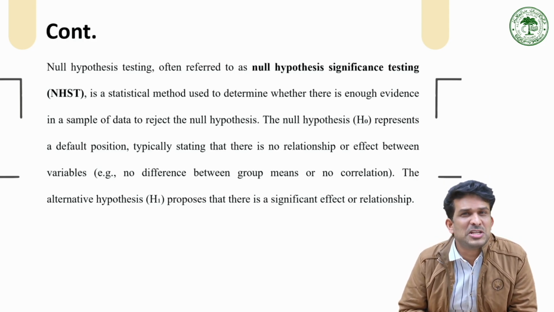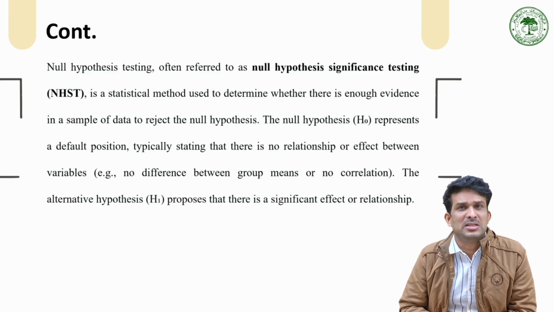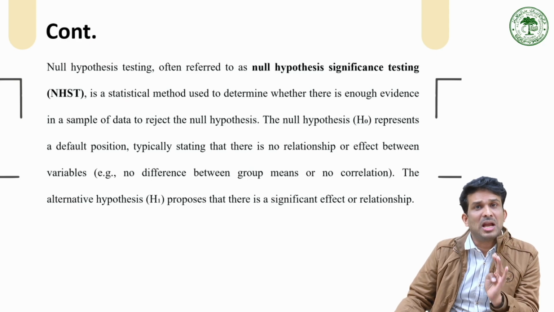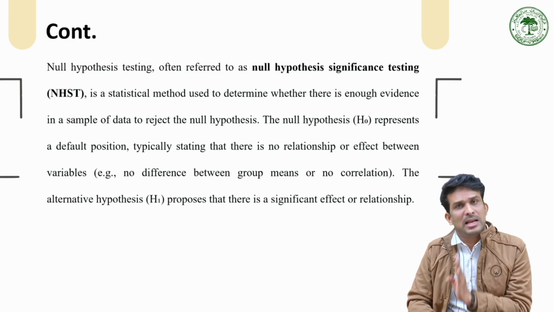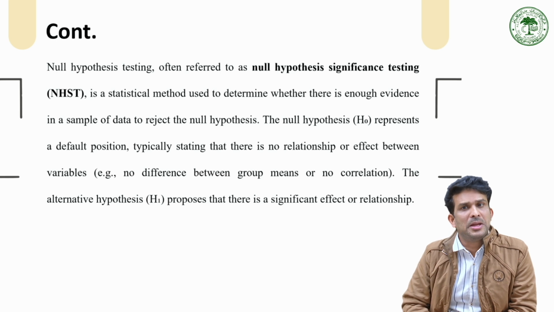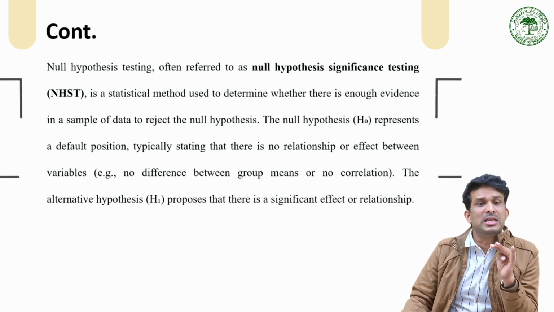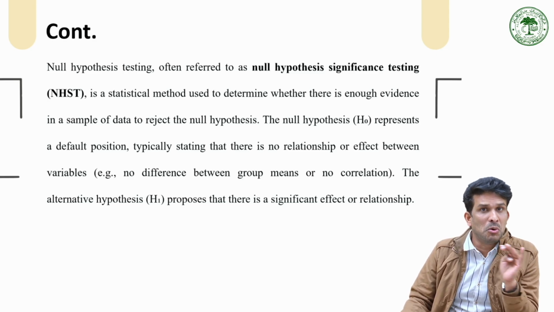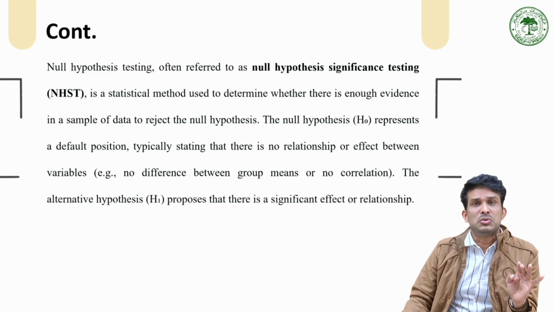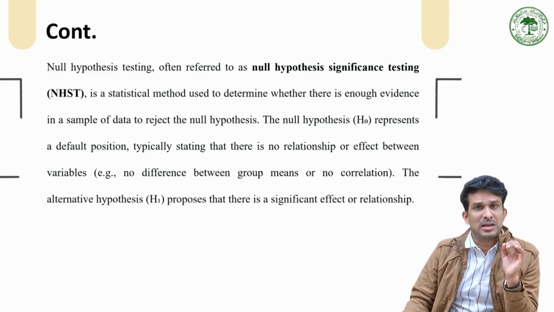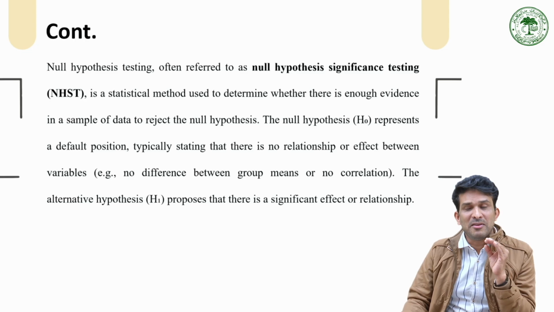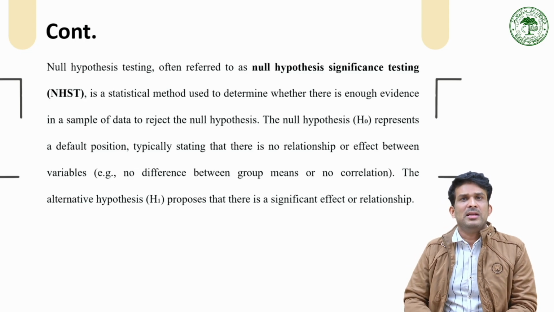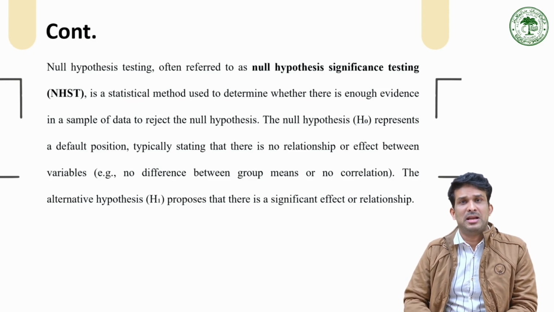When I read between the lines of the part mentioned on the screen, null hypothesis testing is often referred to as null hypothesis significance testing. It is a statistical method or procedure used to determine whether there is enough evidence in a sample of data to reject the null hypothesis. He mentioned that there is no difference between male and female students in terms of their social competence. So, whether we have enough evidence in the data set that we have collected out of 300 samples, whether there is apt evidence to reject the null hypothesis.